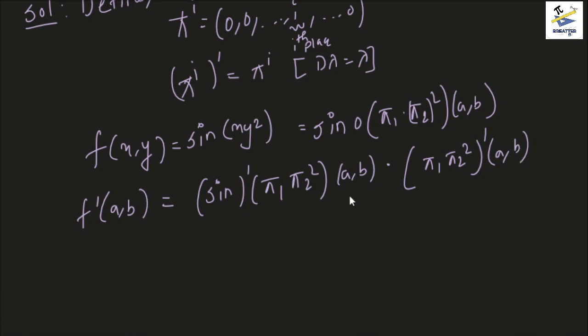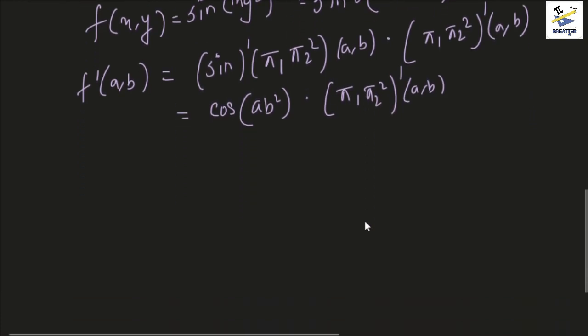Okay, firstly we know that since the derivative of sine is cos, we can simply write cosine and put in the values of a and b. Here it's a b squared. So this is the first part, and it is multiplied by the derivative of pi 1 pi 2 squared at (a, b).